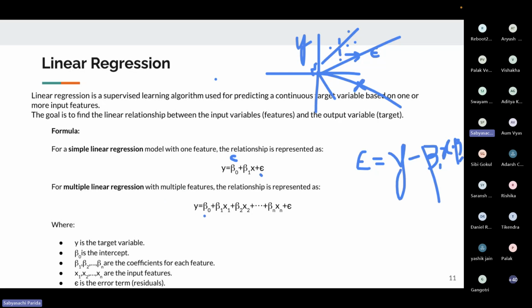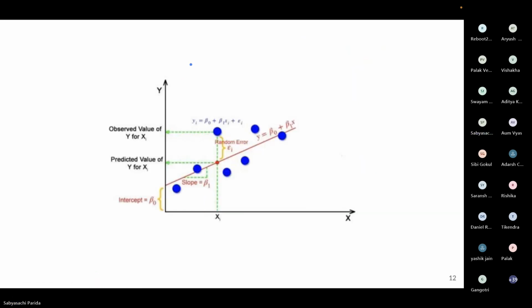So for a multiple linear regression, these are the terms. Epsilon would be the same thing, and beta naught, but in place of beta 1 x, there are multiple coefficients for the multiple different variables that I have. So this is the same thing that I was saying.